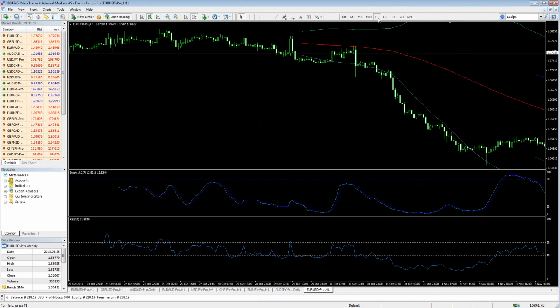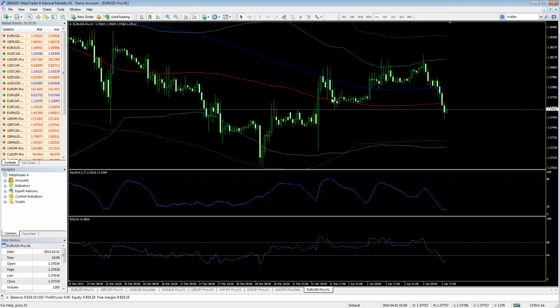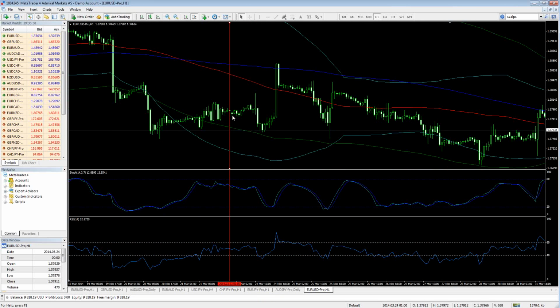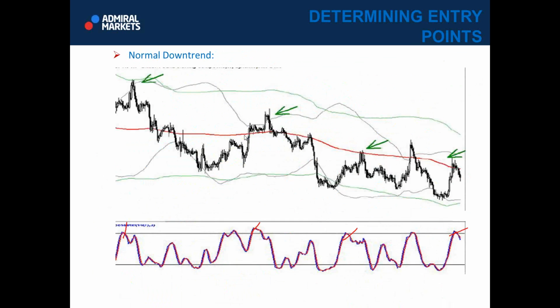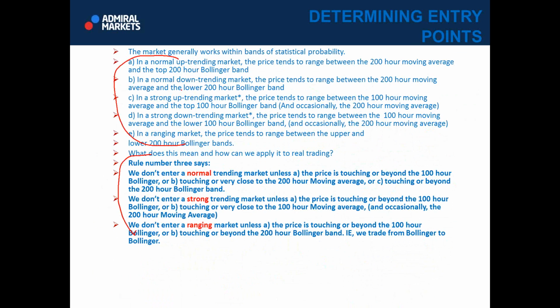Then we move on to the 1 hour time frame. So this is it, weekly. And we can say that the market is in a normal trending mode for placing short entries. Then the rule is, in a normal or a ranging mode, what we should do is refer to this PPT.